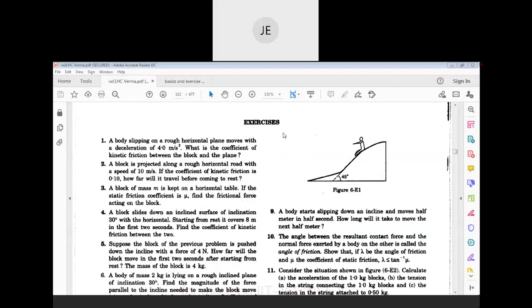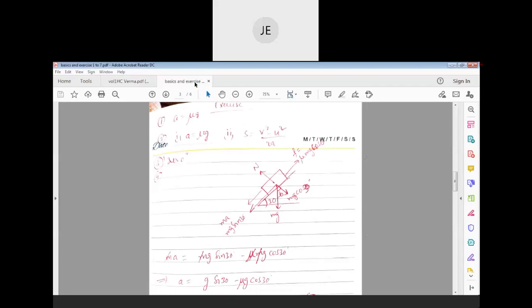If you use the formula a = μg and stopping distance S = (v² − u²)/2a, or directly you can write S = u²/2μg, where v is 0 because finally it gets stopped. If you use that formula, you will get the answer as 50 meter.